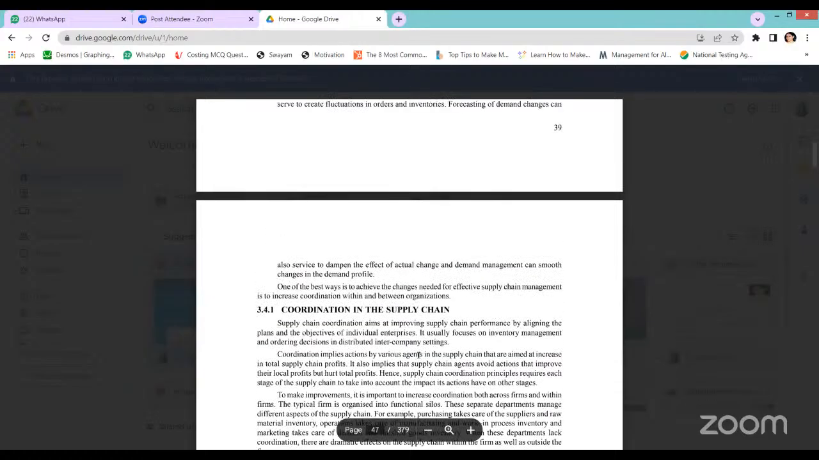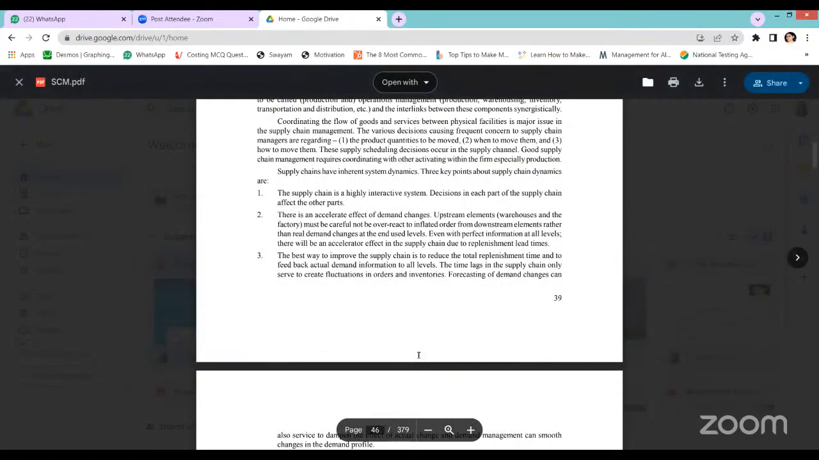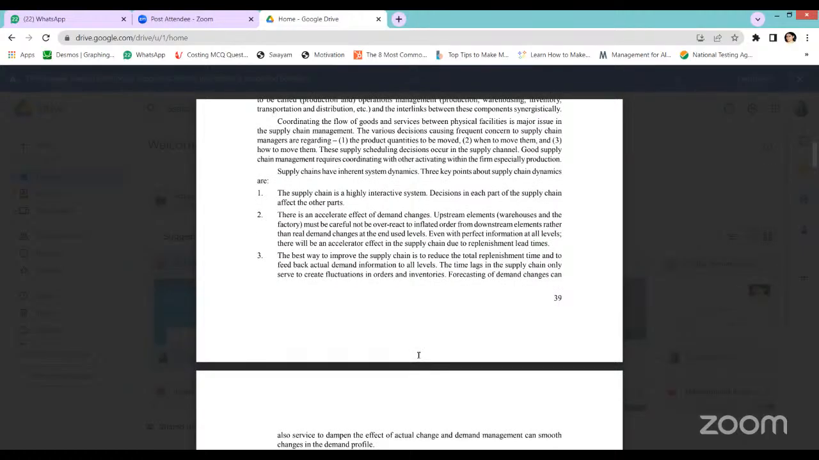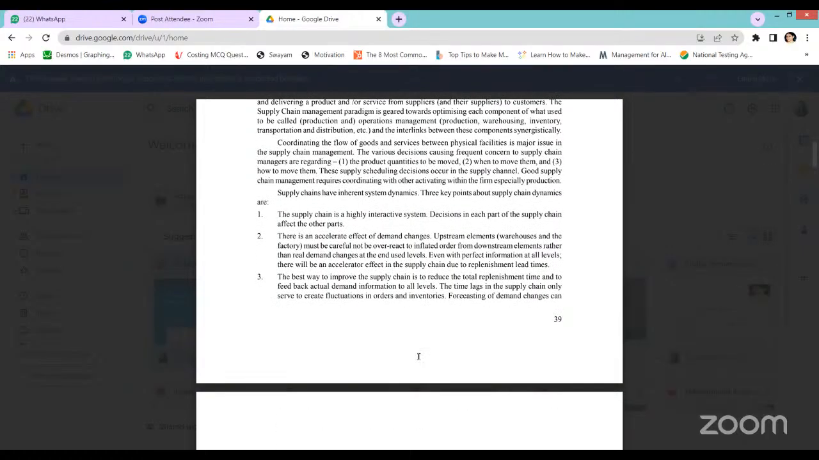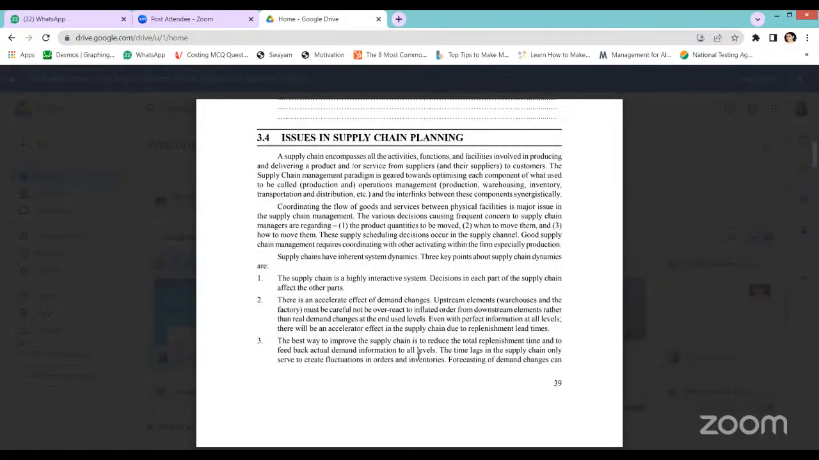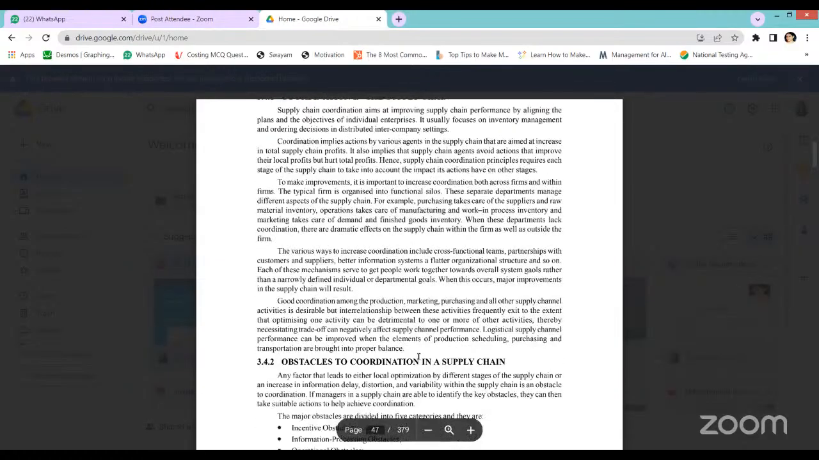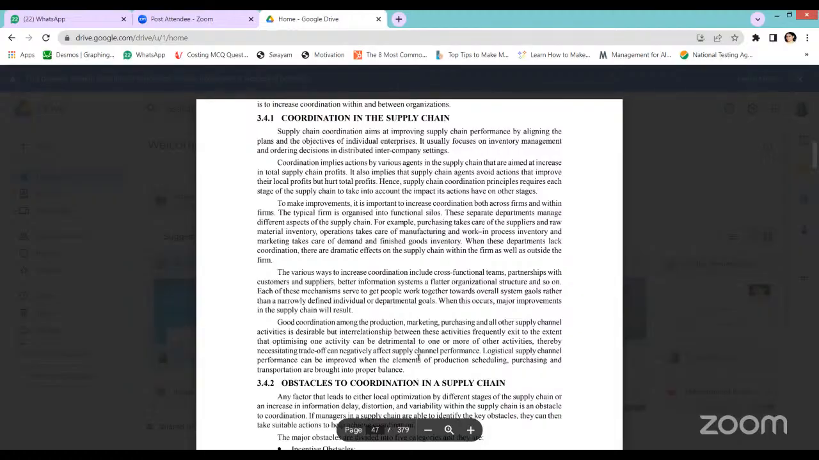Again, they are explained in very simple terms. You can go through this. Surely you can expect this under the short answers: what are the challenges or issues in supply chain planning? The next one is coordination in the supply chain, and how those challenges can be overcome.